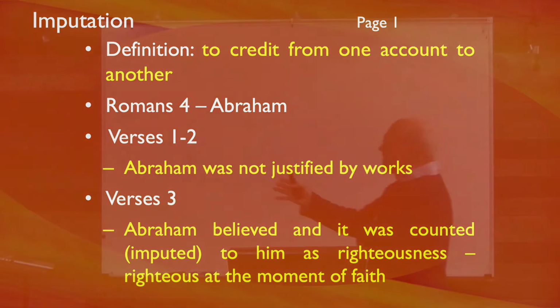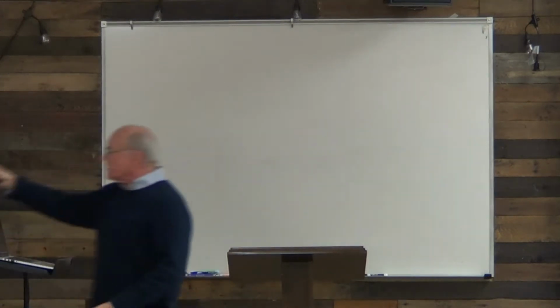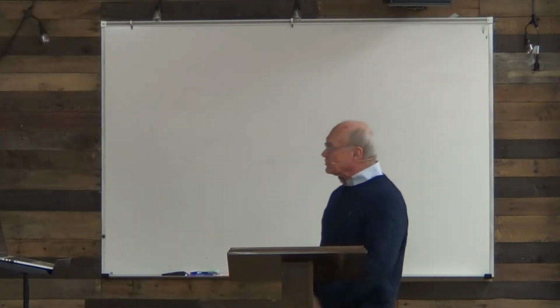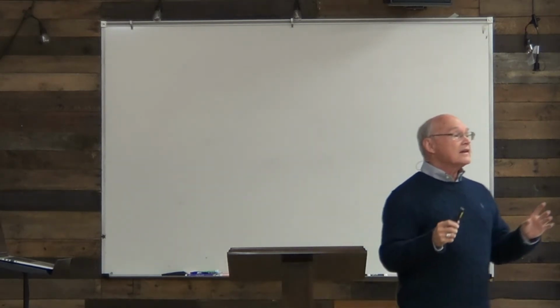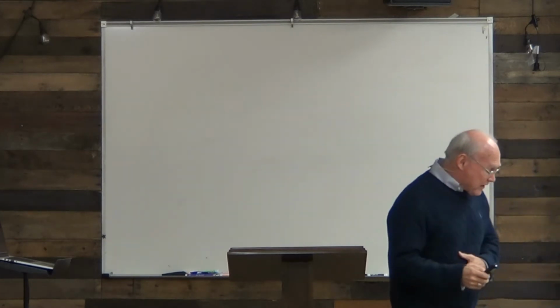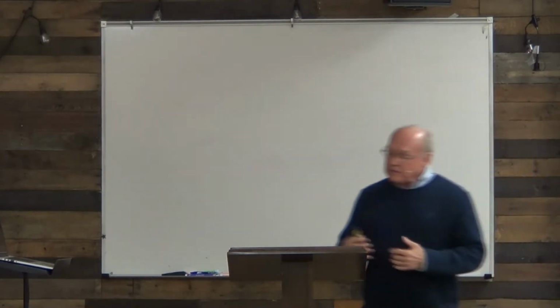Look what this says. Abraham believed God, and it was counted, credited, imputed, that's the word, imputed to him as righteousness, righteousness at the moment of faith. So when Abraham believed God, what was credited to his account? And whose righteousness? God's righteousness, or Christ's righteousness, however you want to say it. For what does the scripture say? Abraham believed God, and it was credited to him for righteousness.